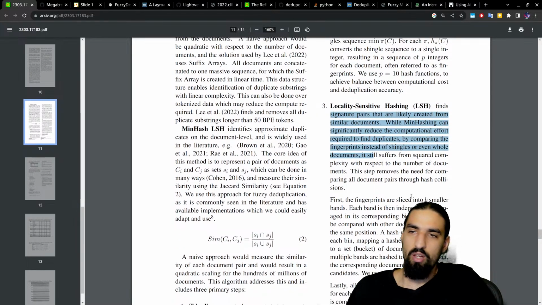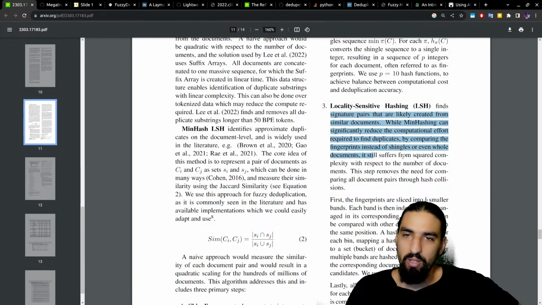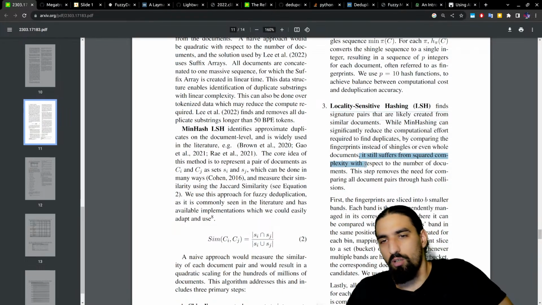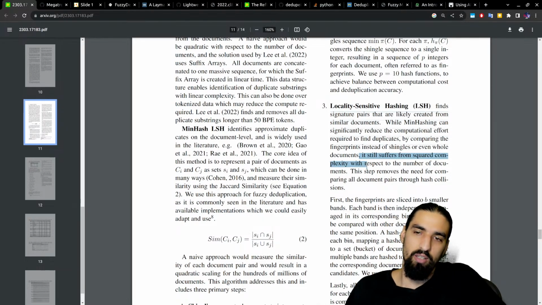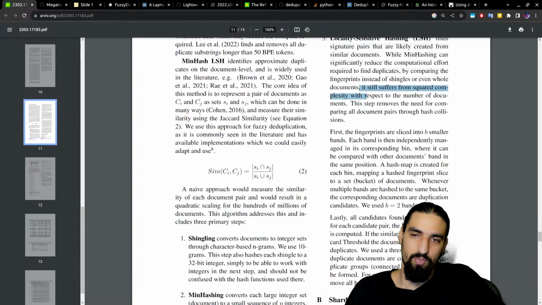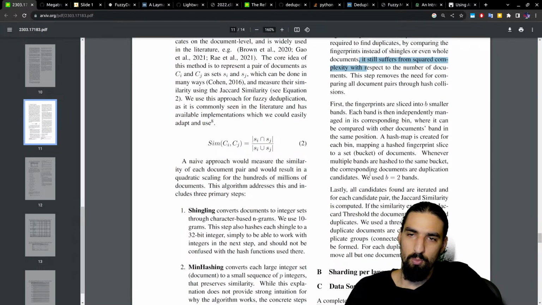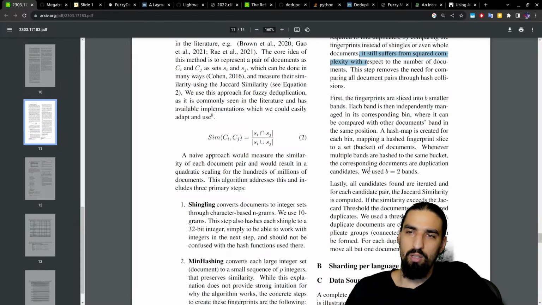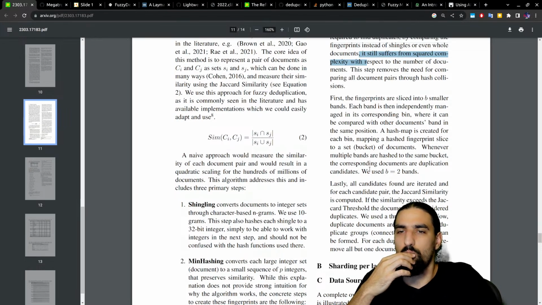Locality sensitive hashing. Find signature pairs that are likely created from similar documents. While min hashing can significantly reduce the computational effort required to find the duplicates by comparing the fingerprints instead of shingles or even whole documents, it still suffers from quadratic complexity with respect to the number of documents. This step removes the need for comparing all document pairs through hash collisions. First, the fingerprints are sliced into B smaller bands. Each band is then independently managed in its corresponding bin, where it can be compared with other documents' bands in the same position.